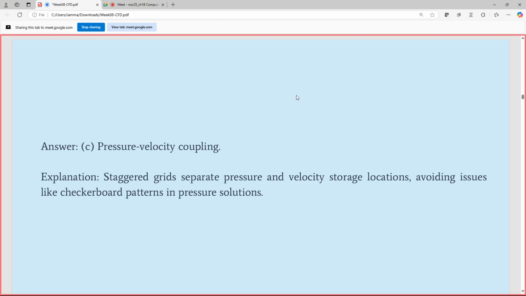Because while using collocated grid arrangements, oscillation issues will be developed due to the collocated grid arrangement. Staggered grid arrangement will be preferred.